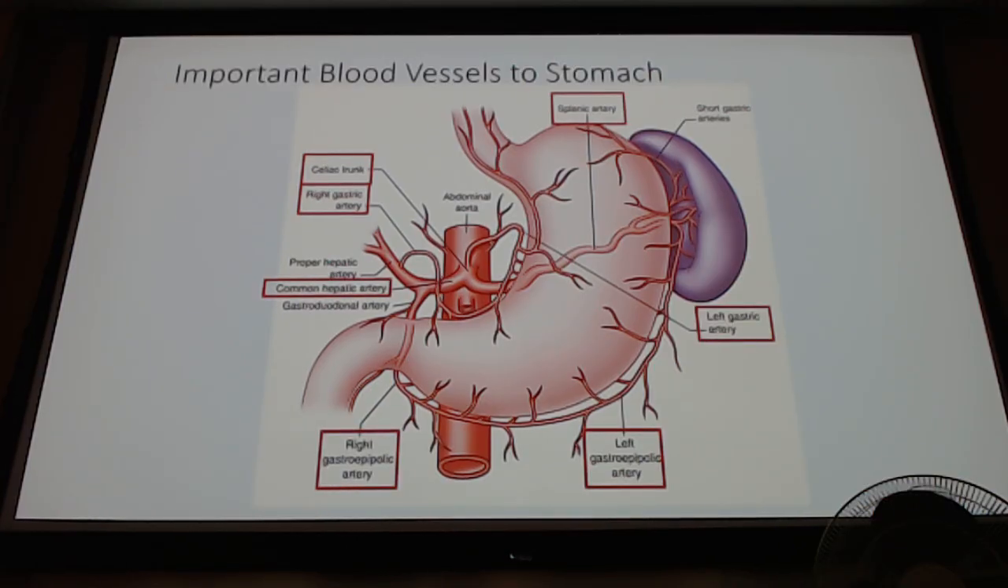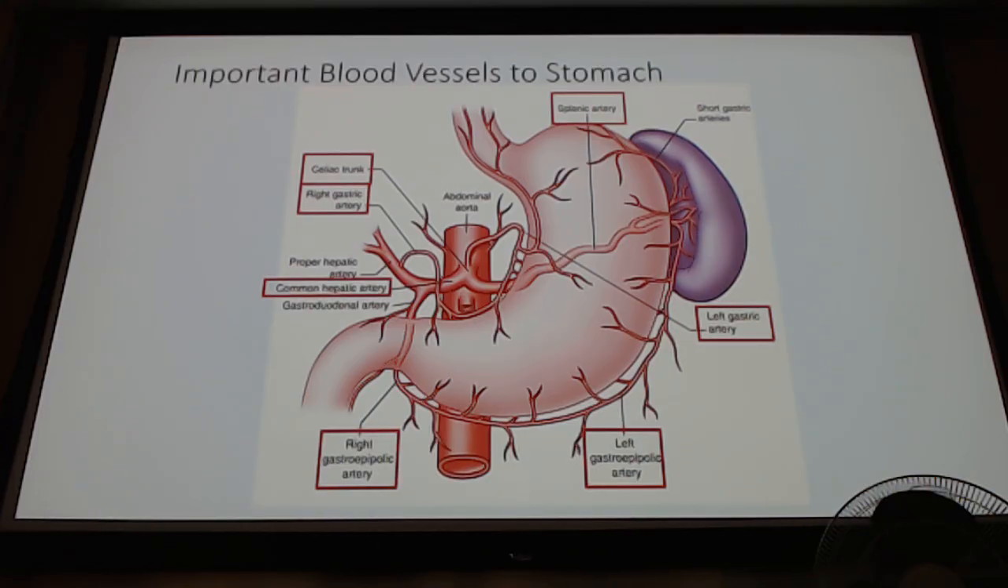Off the aorta, right past the diaphragm, we have the celiac trunk, which then branches off to the left gastric, the common hepatic, and then the splenic. Off the splenic, you have the left gastroepiploic artery coming down. Off the common hepatic, you have the right gastroepiploic coming down, and that does the greater curvature of the stomach. The left gastric comes down and does the lesser curvature of the stomach, as well as the right hepatic artery coming off of the proper hepatic artery.